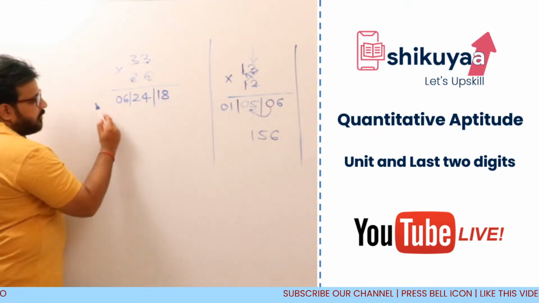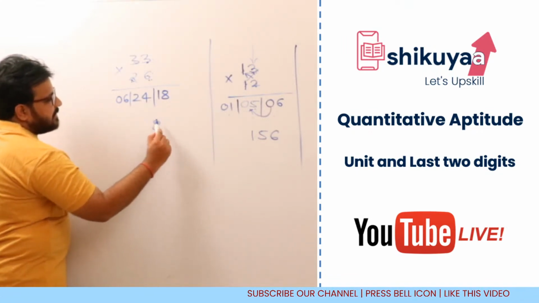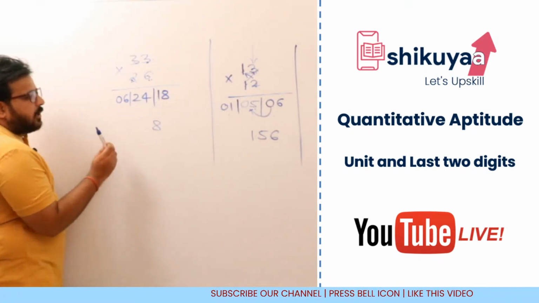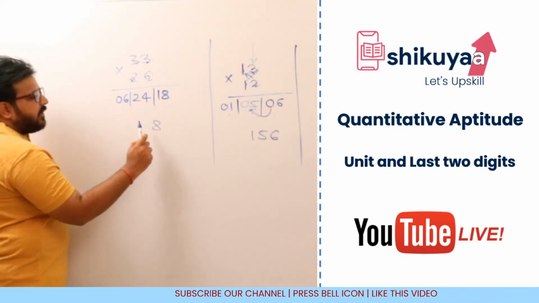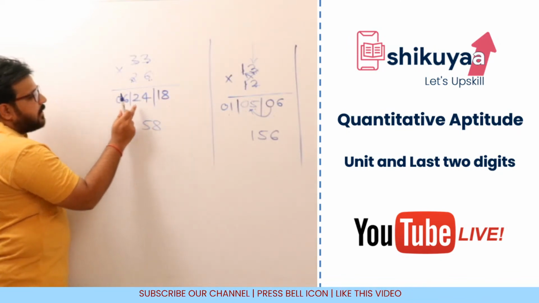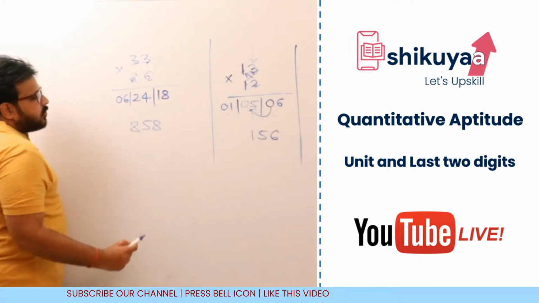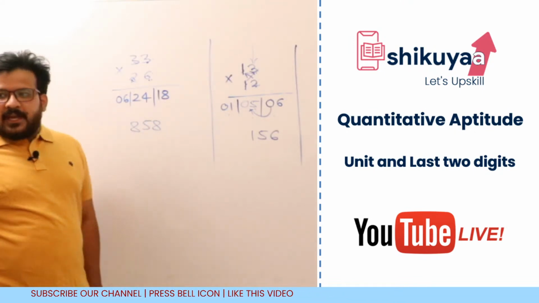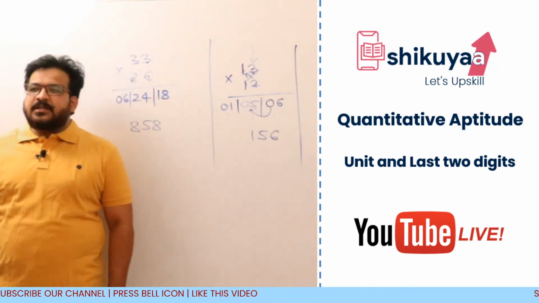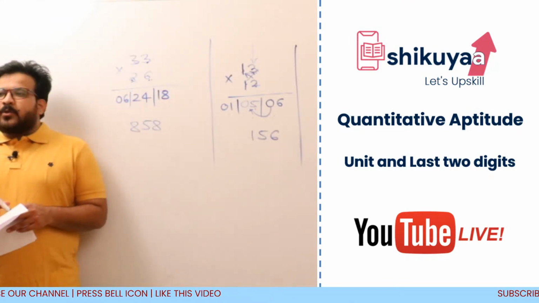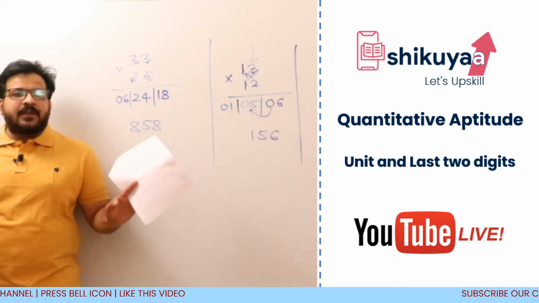Now the final answer will be 8 as it is. 1 will be carry forwarded. So 24 plus 1 is 25. So 5 as it is. 2 will be carry forwarded. 6 plus 2 is 8. So the product is 858. Anybody can check this answer on the calculator, so that we will have a verification.